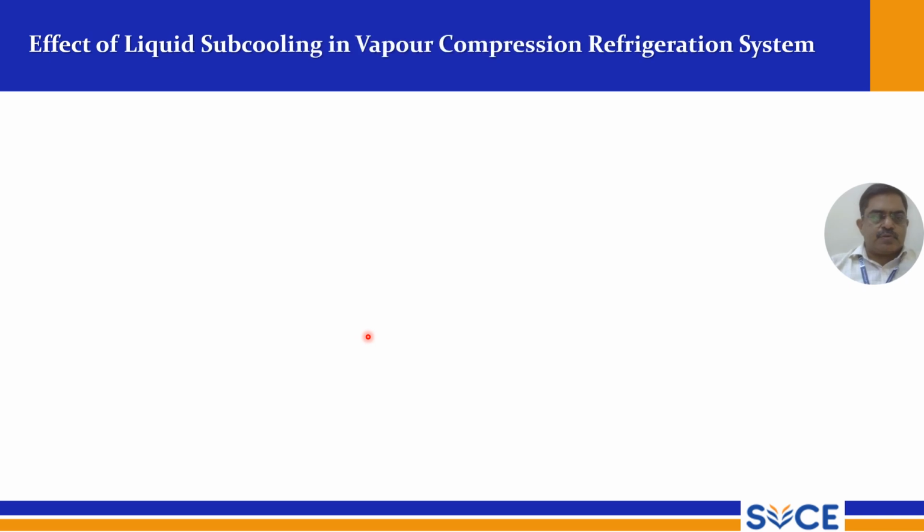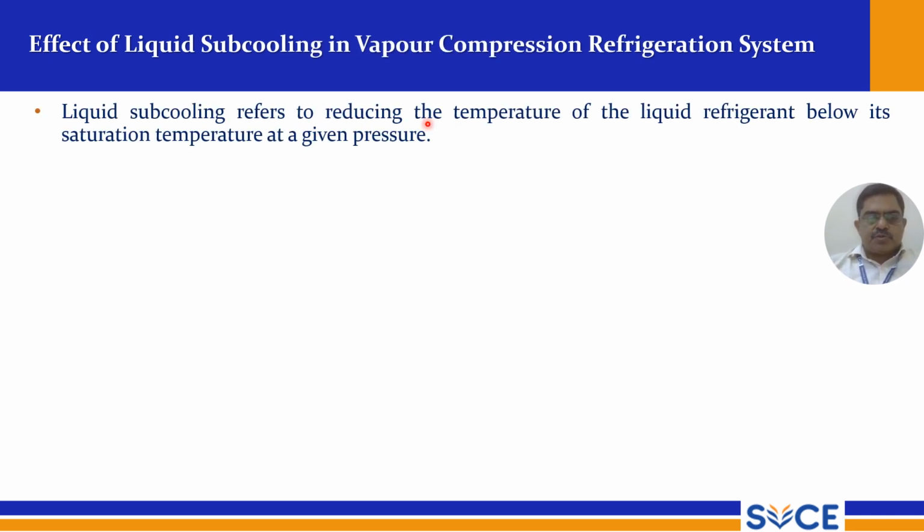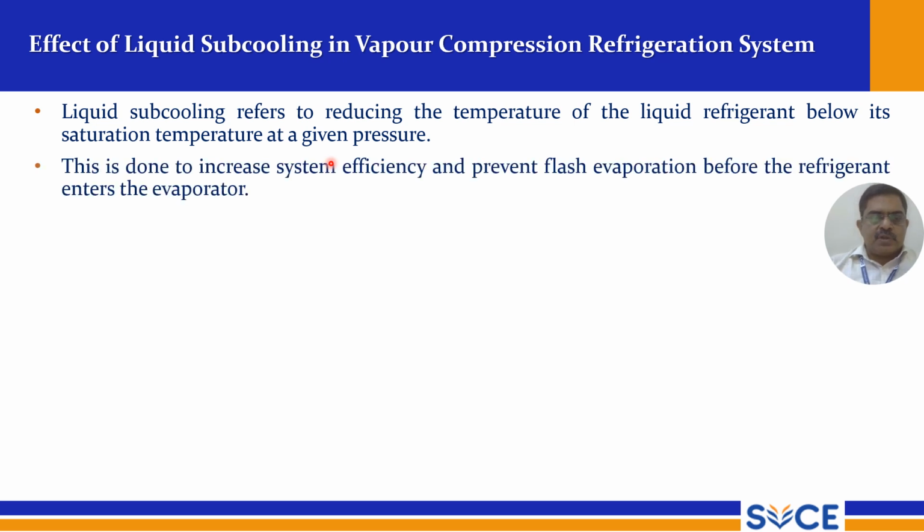So liquid subcooling in a vapor compression refrigeration system refers to reducing the temperature of the liquid refrigerant below its saturation temperature at a given pressure. This is done to increase system efficiency and prevent flash evaporation before the refrigerant enters the evaporator. So it should prevent the flash evaporation. That is a very important aspect of this.